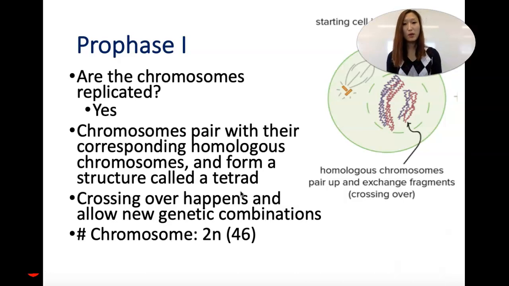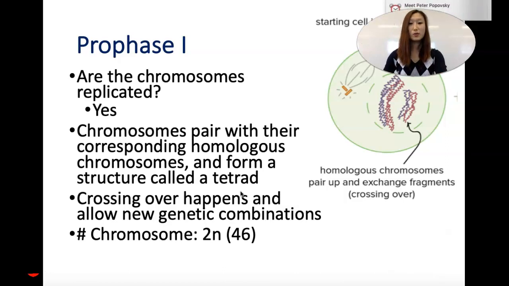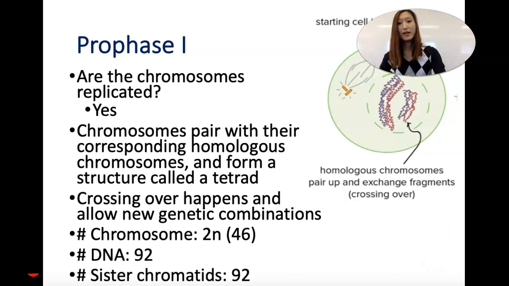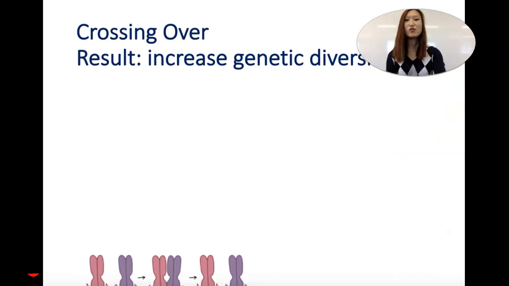If you were to count the chromosome number in a human body, the number of chromosomes will be 2n, 46 chromosomes. 46 individual chromosomes, but it's 2n, so 23 pairs. And the number of DNA will be 92 because you've duplicated the chromosomes. You went from 46 unduplicated chromosomes to 46 duplicated chromosomes, so now you have 92 pieces of DNA. And then you have 92 sister chromatids as well, because the chromatid number reflects the DNA number, okay? So that's prophase 1. Let's take a look at crossing over one more time.